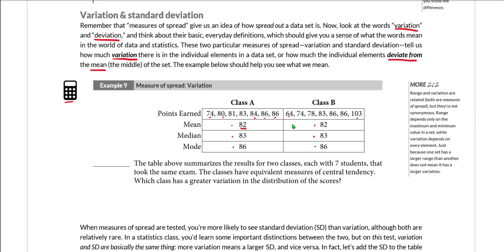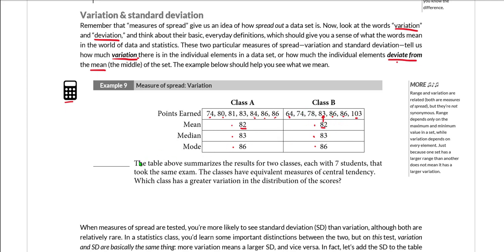However, in class B, if you look at those scores, there is a much wider spread. There is much more variation or much more deviation from that mean. That mean is 82. You've got the 83 being fairly close to the 82. This one's 4 and 4 above. This one's way above, over 20 above. This one is almost 20 below. So again, the class B scores are much more spread out.